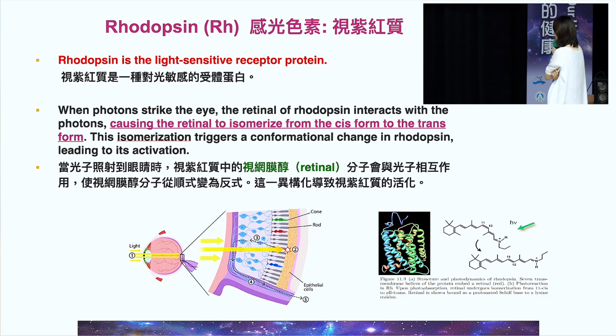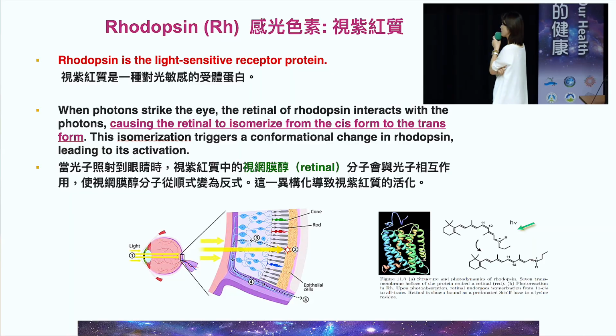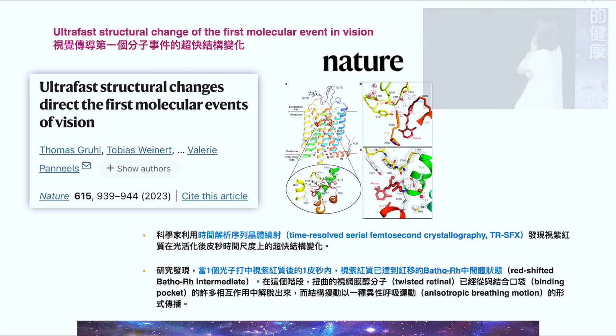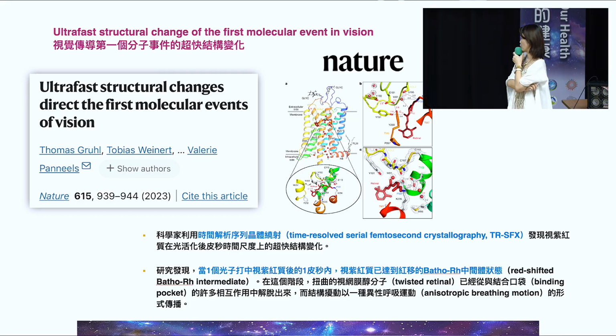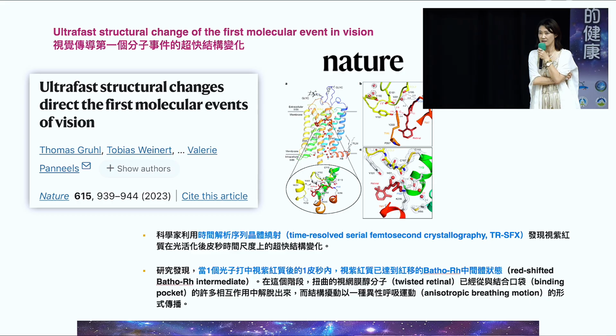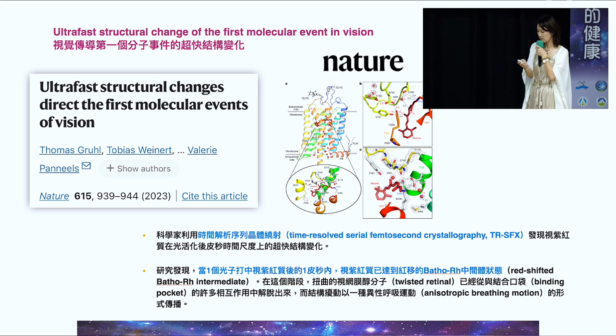So just because we don't see it doesn't mean it's not there. And many instruments can help us to observe it. And actually at the atomic level, what's happening is that rhodopsin, which is the light-sensitive receptor protein, when the light comes in, initiates the isomerization of this protein between different conformation states, cis and trans. And earlier, in a study published in Nature, which is a very impactful journal, scientists found the ultra-fast structural change of the first molecular event in vision, which takes place at the picosecond level, which is 10 to the minus 12 second. So you can imagine it's really, really fast. It's beyond our sensation, but that's what's happening at the quantum level.